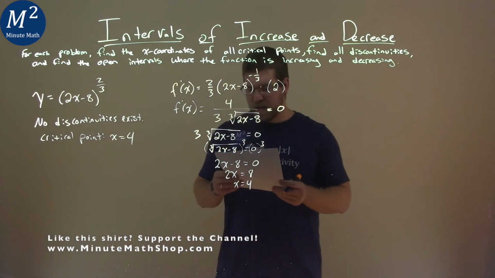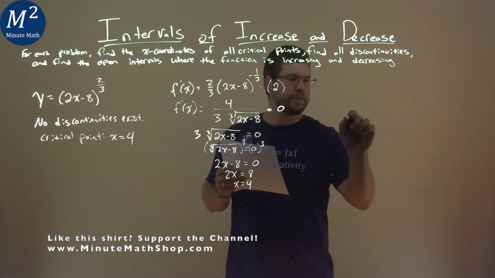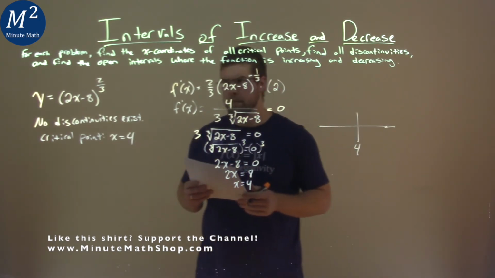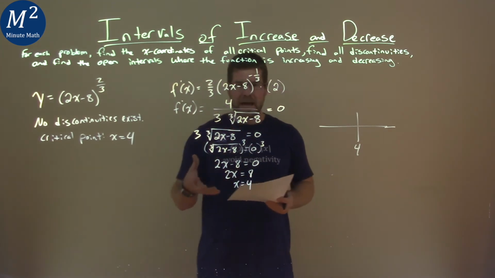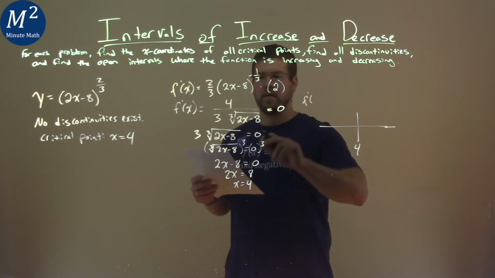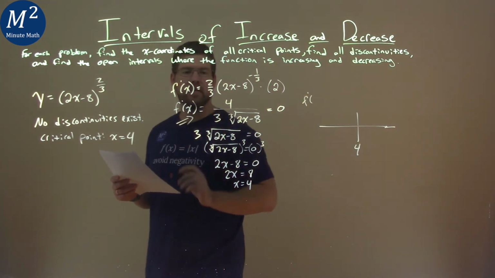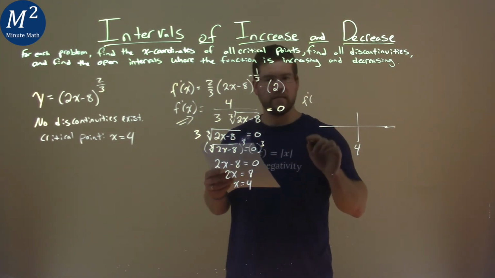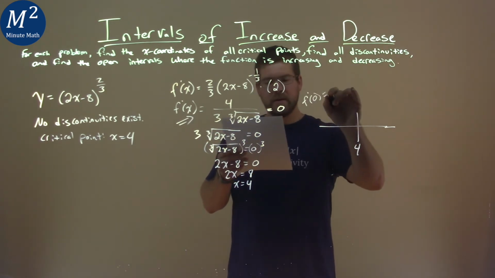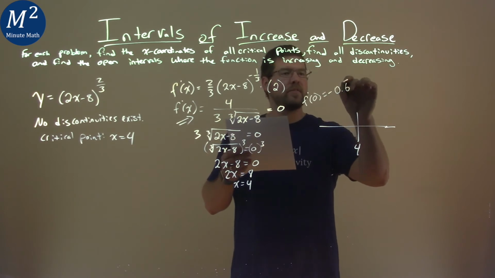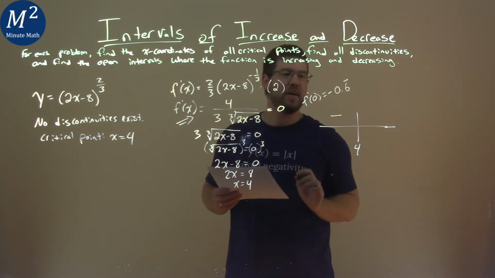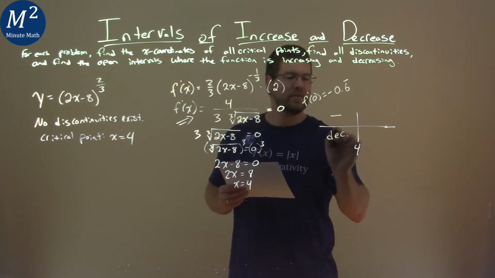Now we're going to make our little chart just at 4. Right at 4, something is happening here. What we want to do is take our derivative, f prime, and plug in a value that's less than 4, which is 0 for x. That came out to be negative 0.6 repeating. I don't care what the number is, I care that it's negative. So our function is decreasing on that interval.